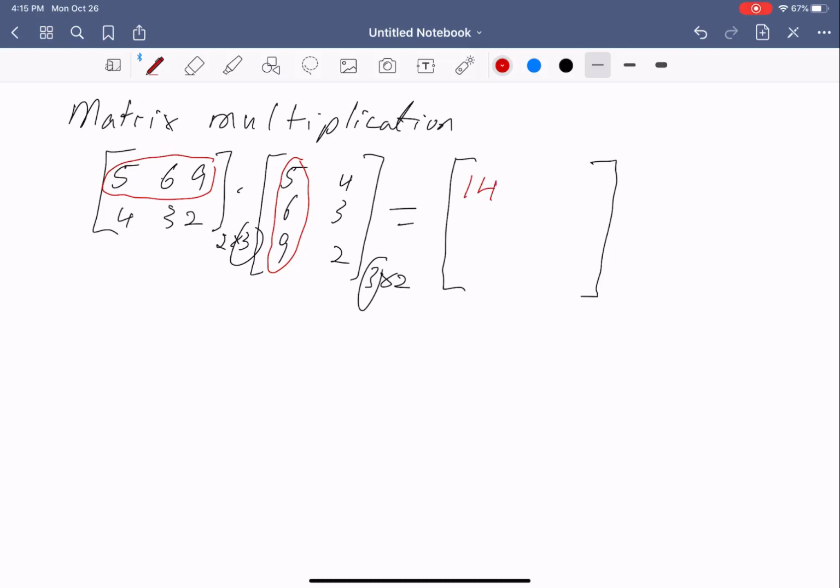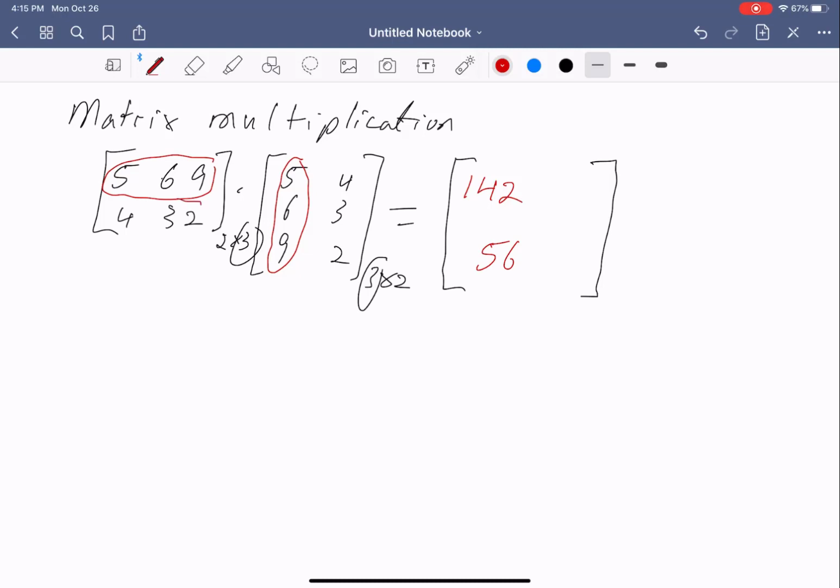Then the second element is when we multiply that first row by the second column. So we get 5 times 4 is 20, plus 18, 18 and 18 is 36, plus 20 is 56. So that gives us this element here.